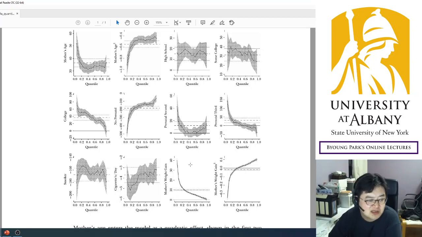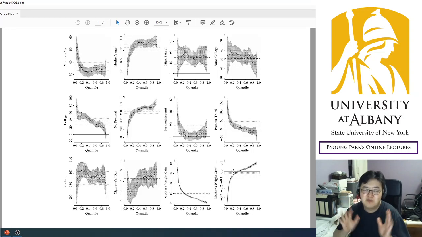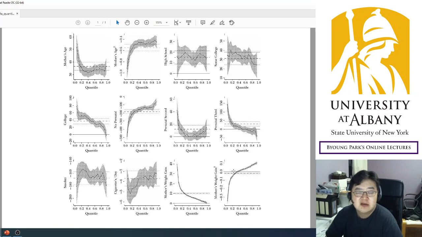I know it's surprising. And smoker, whether the mother smokes or not, and number of cigarettes per day, how many cigarettes the mother smokes, and this is mother's weight gain and weight gain squared. So a lot of important and interesting variables are included in the model to estimate the effect of each variable on the birth weight.